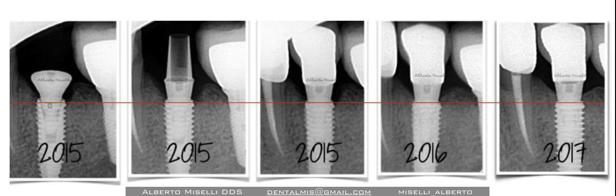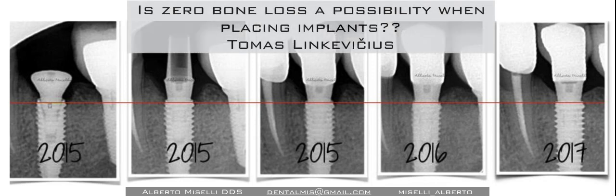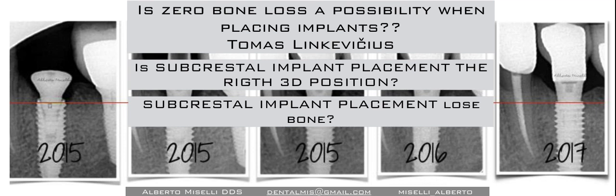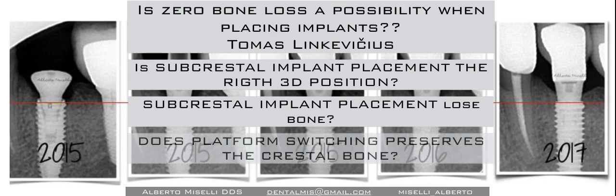First of all, is zero bone loss a possibility when placing implants? Tomas Linkevičius explained very well. Is subcrestal implant placement the right 3D position? Does subcrestal implant placement lose bone? This question is one of the keys to the answer of all this problem, because the platform switching preserves the crestal bone, and the literature talks about how platform switching helps to preserve this crestal bone.